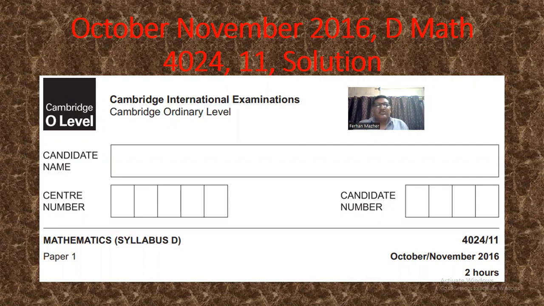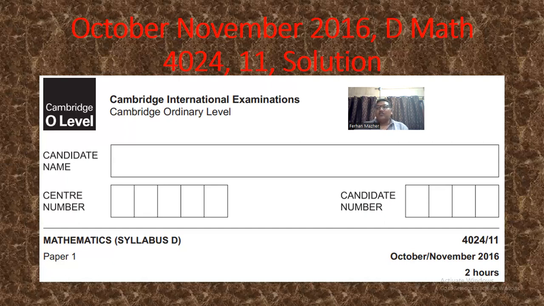D Maths. We also call it D Maths 4024. This is also called Mathematics Syllabus D. Today we have set our hearts to solve a paper 1. For this purpose, we have selected the October-November 2016 1-1 paper. So let's start today's paper.